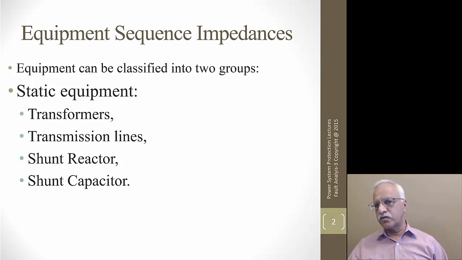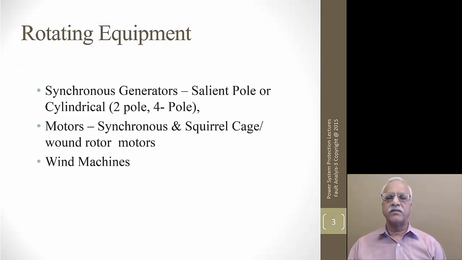But the only thing we assumed in all these cases was that we knew something about representing the system impedance as sequence networks. In this particular session, we will look at how to get or how to measure the sequence impedances of various components in a system. So we have static equipment: transformers, transmission lines, shunt reactors, and shunt capacitors. There is no moving part in this, that is why we call them static.